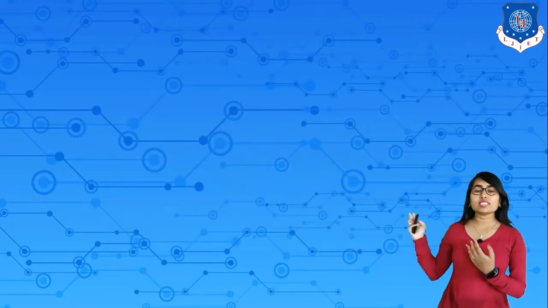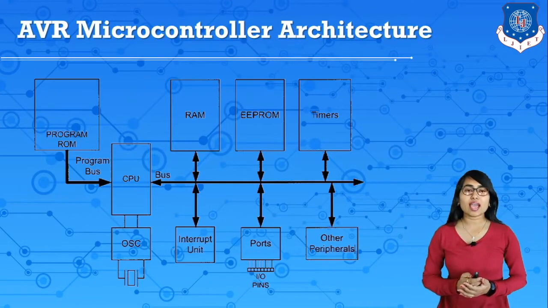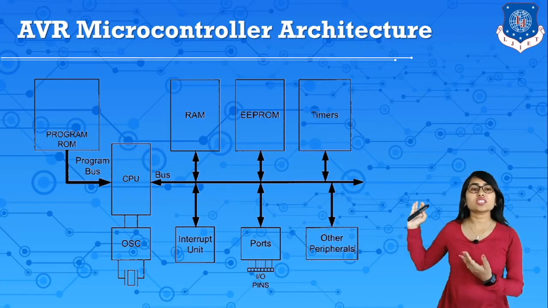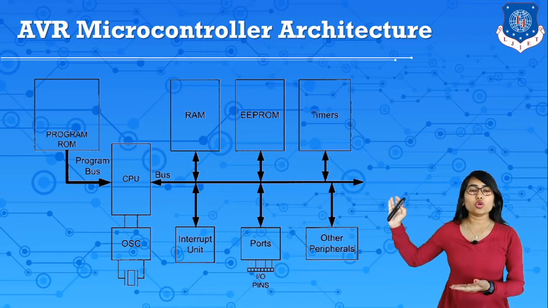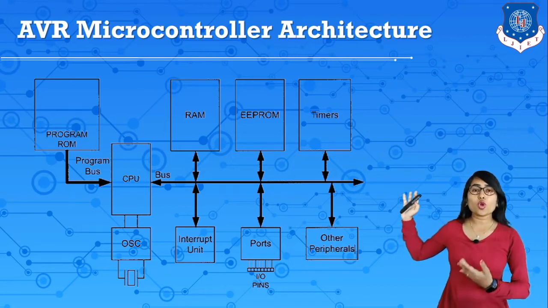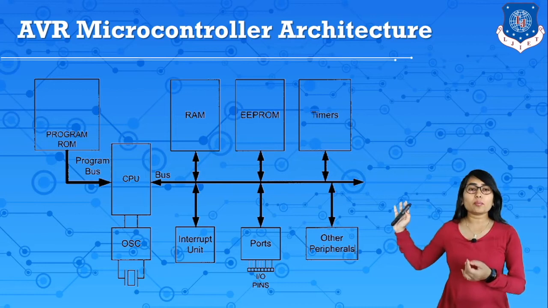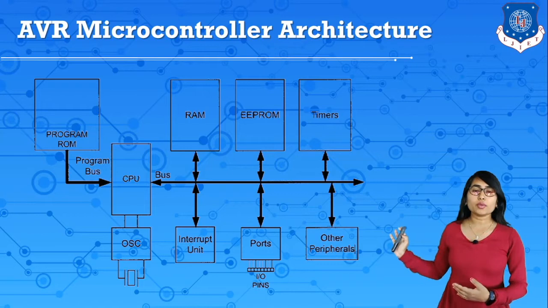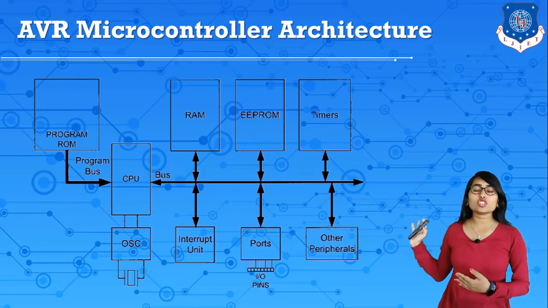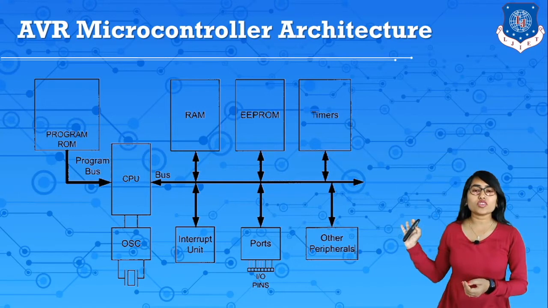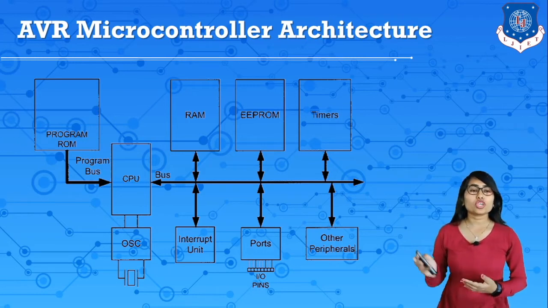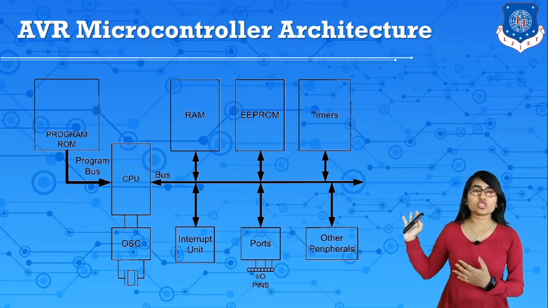Here we have a standard AVR microcontroller architecture. Here we have first of all the processor, that means CPU, then program ROM, then RAM, EEPROM, timers, then to operate this processor there is an oscillator, then interrupt unit, input output ports, and to connect some additional features we have other peripherals depending on which version of microcontroller we are going to use. Okay, so here we have various units.